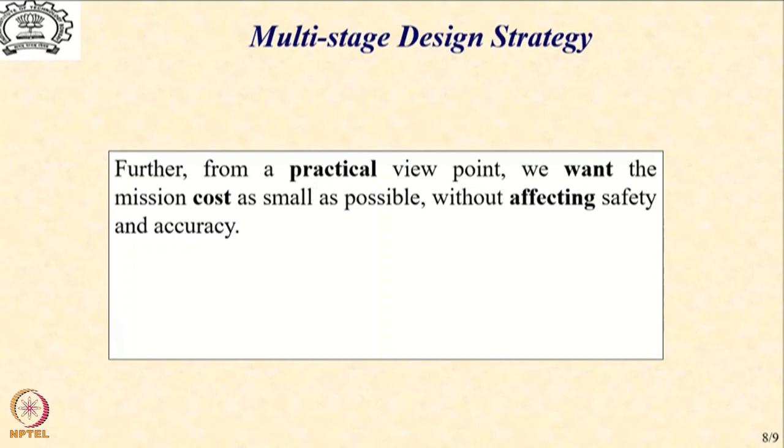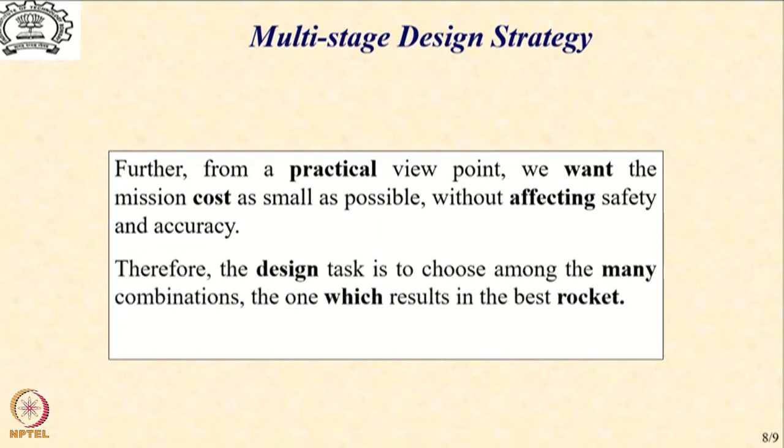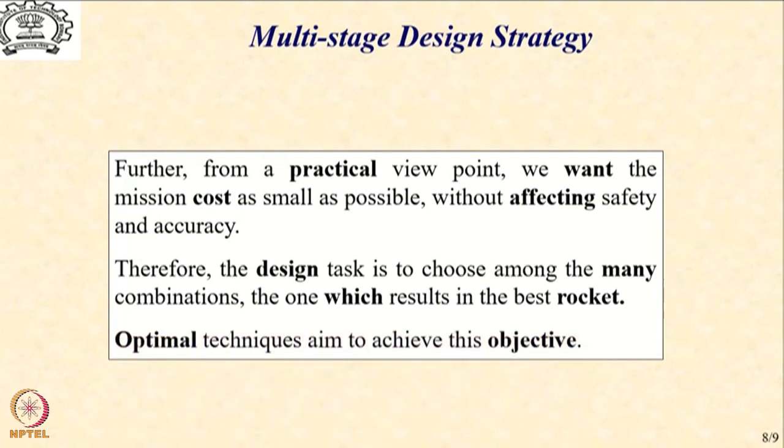There is another issue of safety and accuracy, that we must do this exercise without affecting the overall safety of the vehicle as well as the accuracy of our orbital mission, which is the primary objective. So, the design task in a nutshell is to choose among the many combinations of pi i's which all satisfy the constraint and also result in the best rocket for a given mission. This is going to be our overall objective in arriving at the configuration design of a multi-stage rocket. Let me just mention that optimal techniques, which are available in many forms, are commonly employed to achieve this objective.